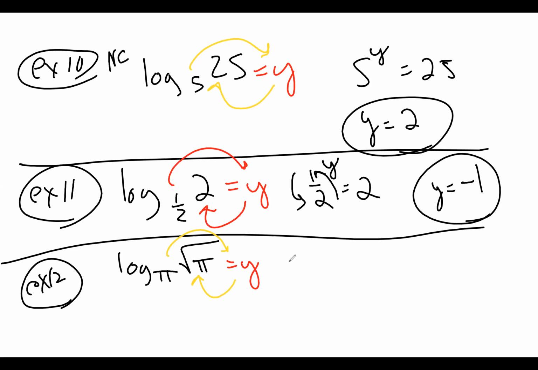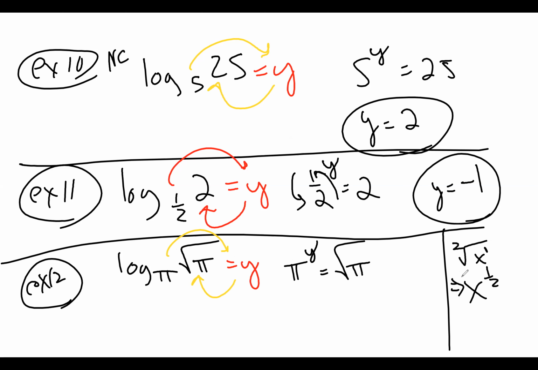And then what will happen is you'll get pi to the y equals the square root of pi. Well, when we did square roots way, way back, we technically know that there's a teeny tiny 2 on the outside, and we also know that this is just being raised to the first power. We transform this into x to the 1/2. Remember how we did that? So if we want to solve for this y value, I'm going to have to get rid of the square root. So pi to the y has to stay. But how can I rewrite the square root of pi so that the base is pi? This is going to turn into pi to the 1/2.